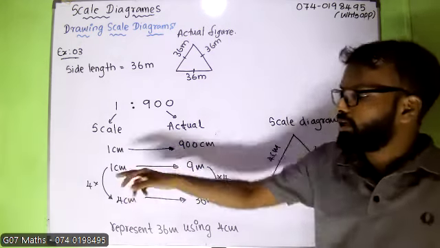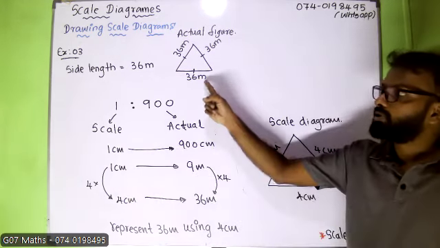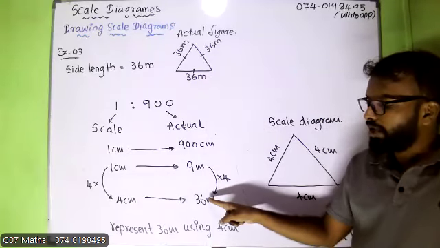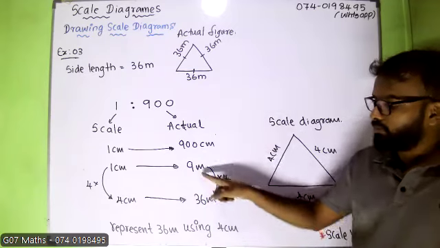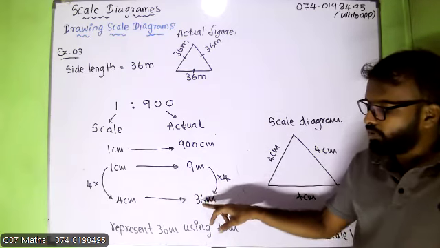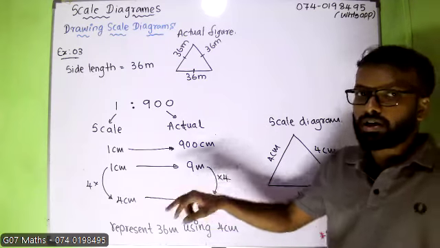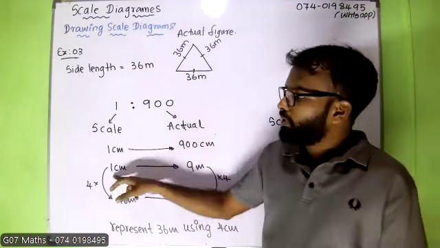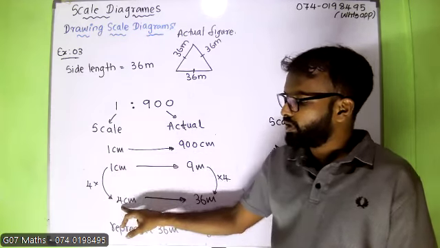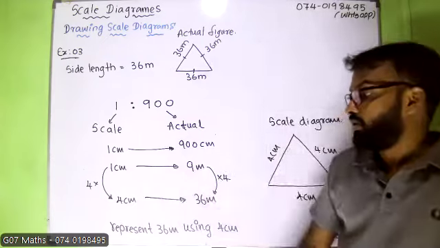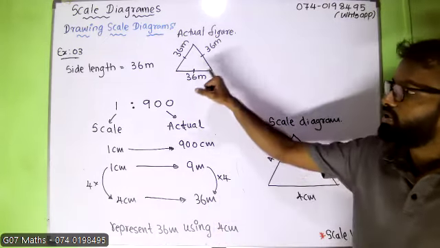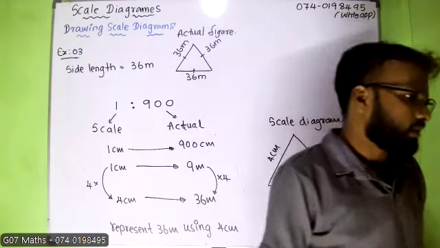By 1 centimeter, you are going to represent 9 meters because these are in meters. Now, by using 9 meters, you can obtain actual length of 36 meters by multiplying by 4. If you multiply this side by 4 to obtain 36 meters, you can use the same way to obtain the scale length as well. 1 centimeter multiplied by 4, you will get 4 centimeters. So, by using 4 centimeters, you can represent this 36 meters actual length.